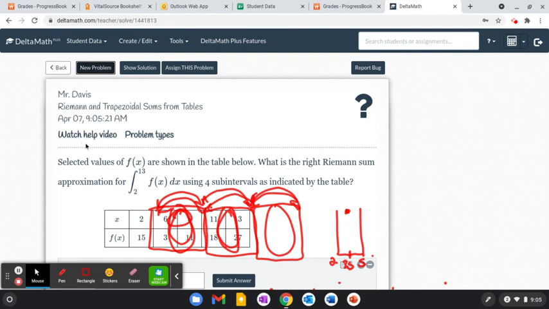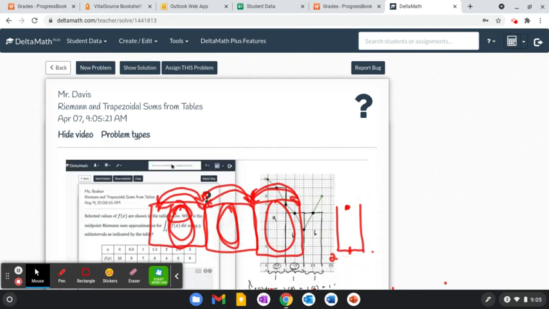And remember, you can always watch the help video as well. There is a help video. He'll explain it. I think he actually draws the graphs there, so that might even be a better way of explaining it. I don't know. You can check that out. And again, feel free to let me know if you need more help.